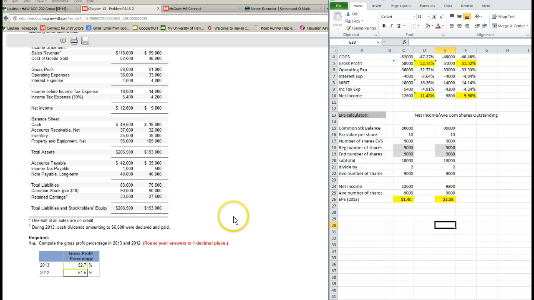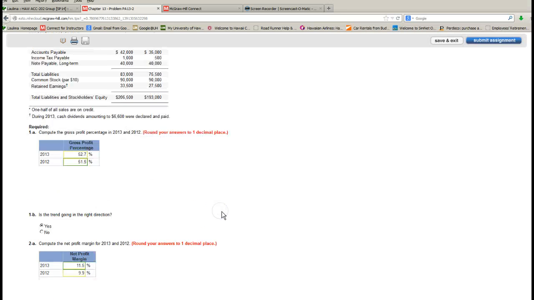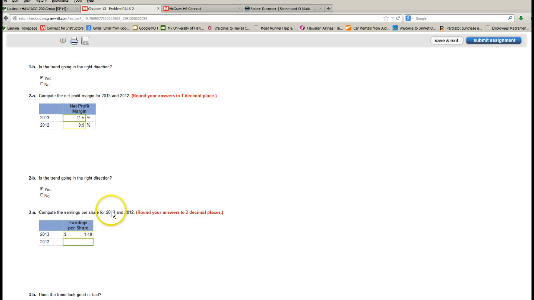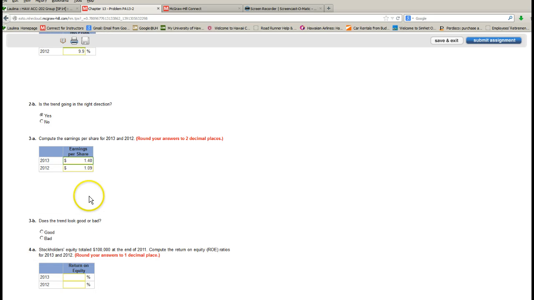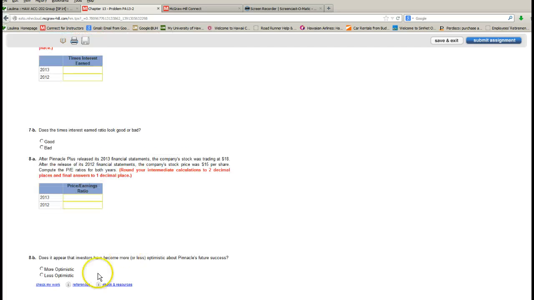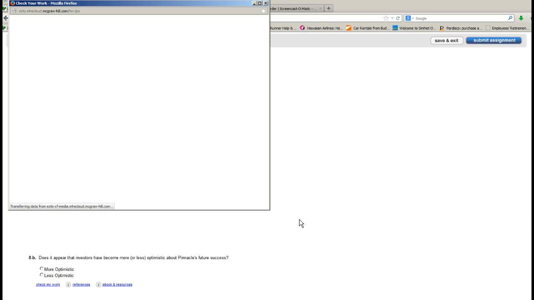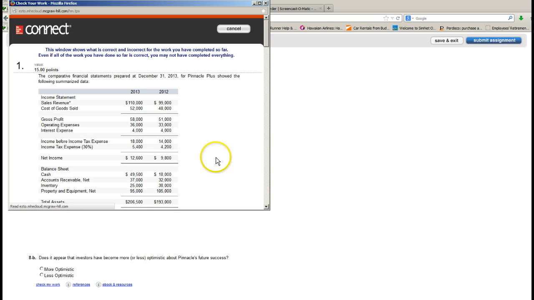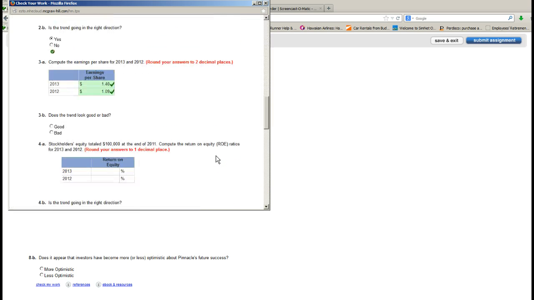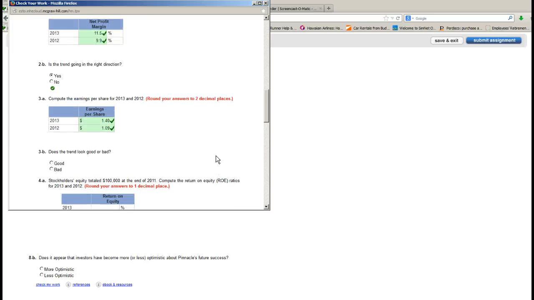Now let's see if the $1.09 is going to work for us on our Connect worksheet. And let's check the check my work link. And let's hope this is going to be correct for us. And it is.